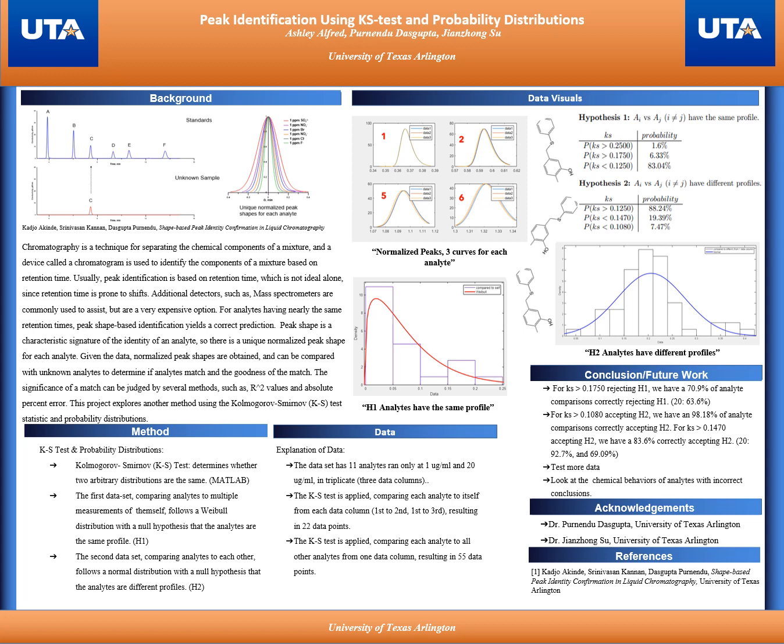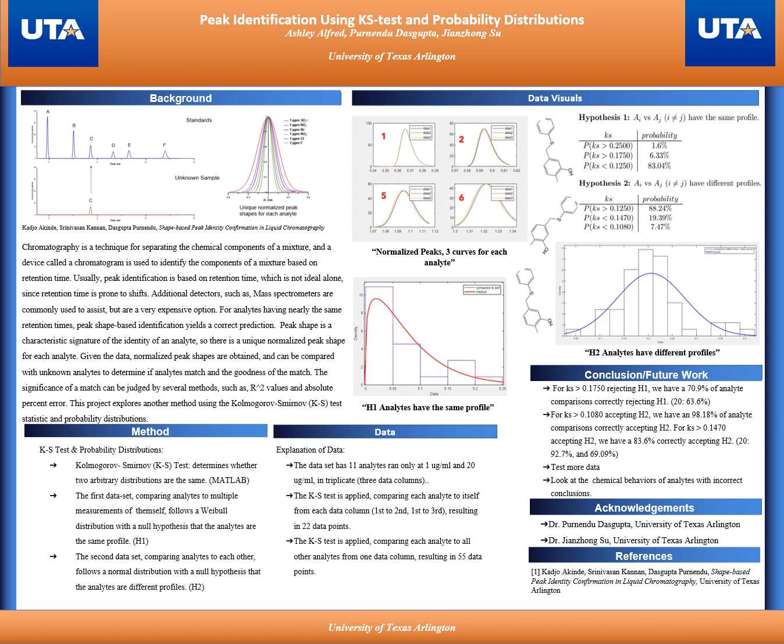So I first applied the KS test, comparing each analyte to itself from each data column, and that gave me 22 data points. Then I compared each analyte with all other analytes from one data column, and that resulted in 55 data points. And so comparing analytes to multiple measurements of themselves followed a Weibull distribution with a null hypothesis that the analytes are the same profile, that is H1. The second data set, comparing the analytes to each other, followed a normal distribution with a null hypothesis that the analytes are different profiles, that is H2.